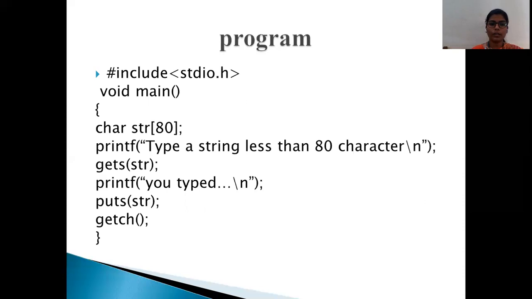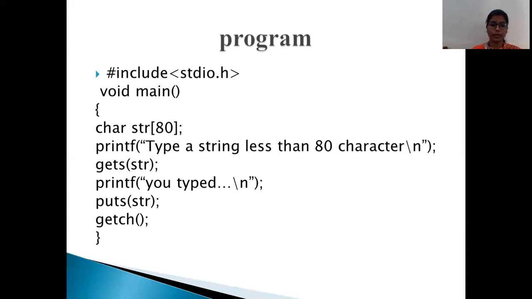See the example. Here we also include the stdio.h header file, main function, curly bracket open. Here we define variable str. This is the name of the variable, and char is the data type. See, char str is the name of the variable. In square brackets we define 80. What does it indicate? It indicates how many characters we can store in that string.